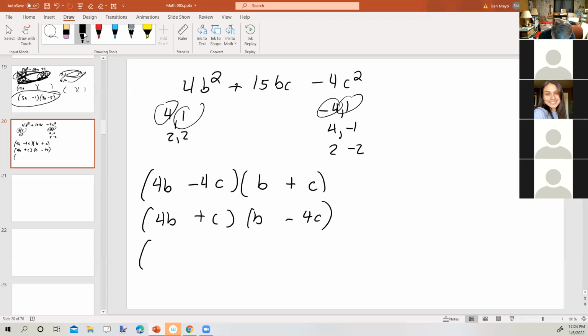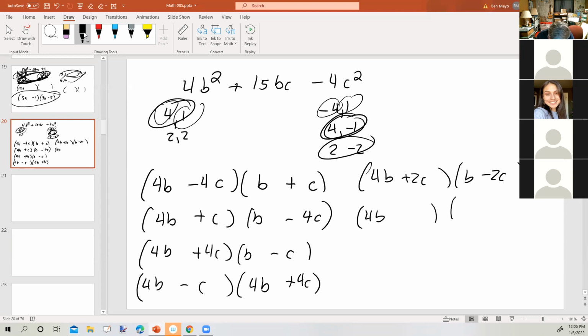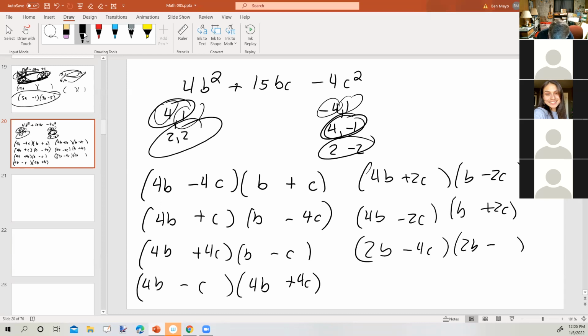And then here I'd try 4B and B, and I'd try plus 4C minus 1C, and a 4B and a minus C, and a 4B and a plus 4C. That's taking these with all of these. Or I'd have a 4B and a B, and a plus 2C and a minus 2C, or a 4B and a B, a minus 2C and a plus 2C. And then I've got all of these, 2B and 2B, and a minus 4C and a minus C.